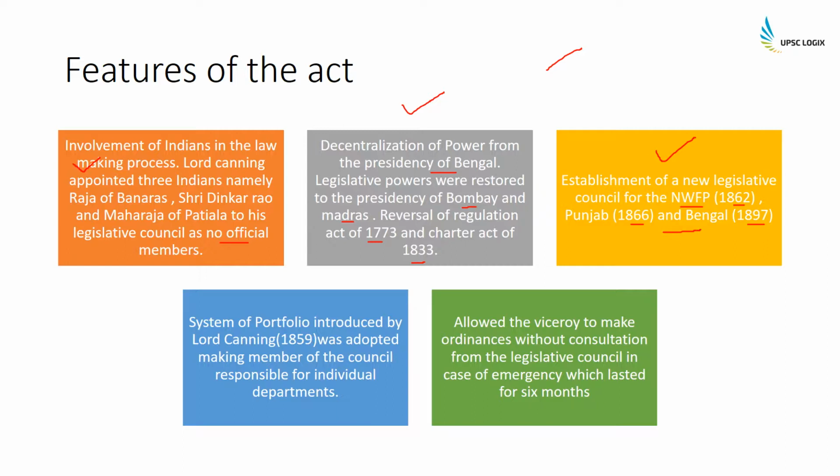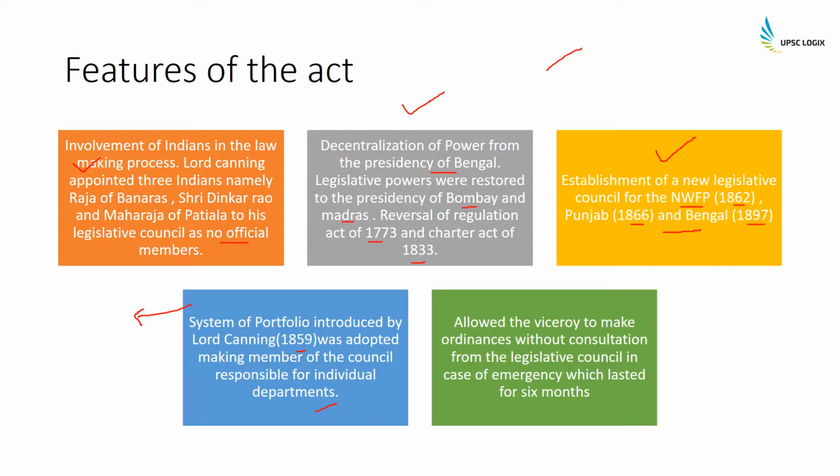Number four point was that the system of portfolio, introduced by Lord Canning in 1859, was adopted, making members of the council responsible for individual departments. So delegation of power was done, and this is still followed to date.